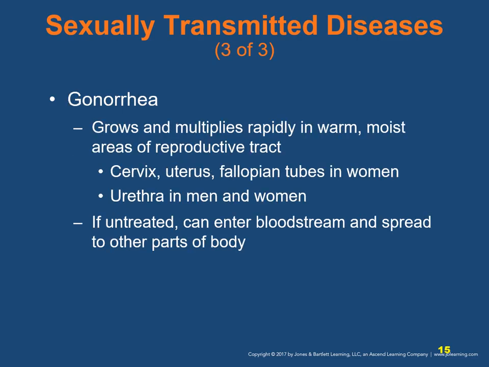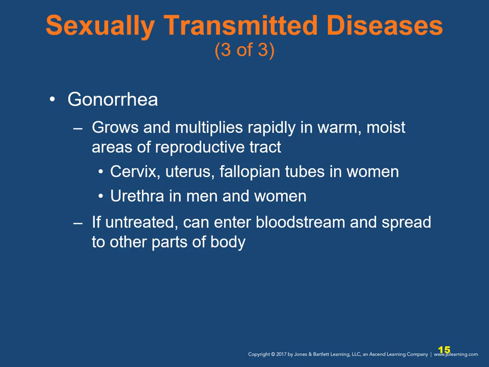Gonorrhea, caused by bacteria that grow and multiply rapidly in warm, moist areas of the reproductive tract: cervix, uterus, fallopian tubes in women, and the urethra in men and women. Bacteria can also grow in the mouth, throat, eyes, and anus. Symptoms are more severe in men than women.